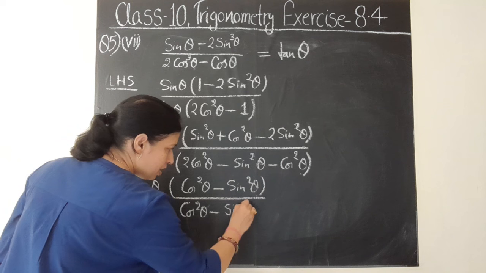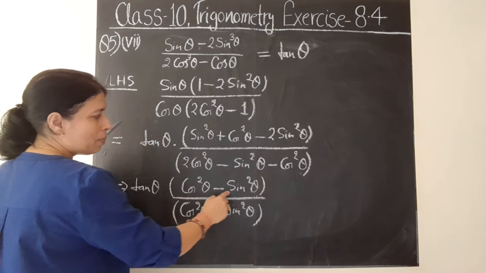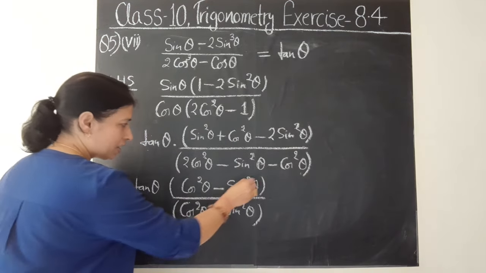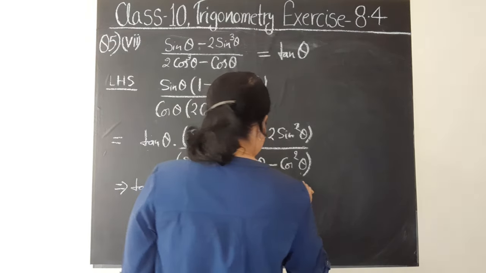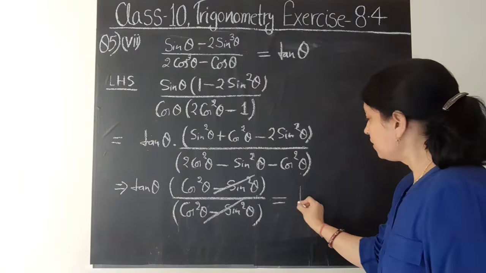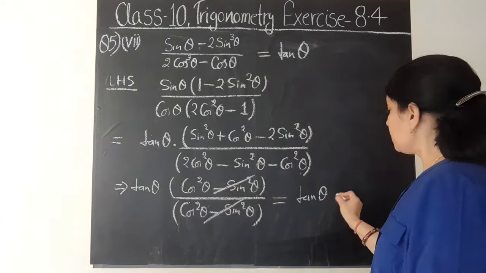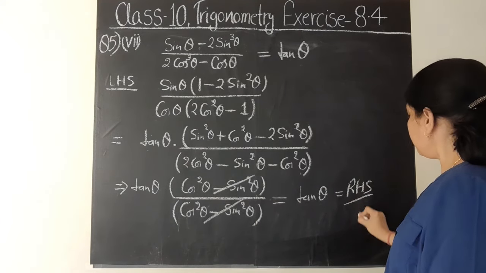Write as it is. Look here, cos square theta minus sin square theta divided by cos square theta minus sin square theta. So it will cut. So you will get here tan theta. This one is your RHS. So write here RHS, and it is proved.